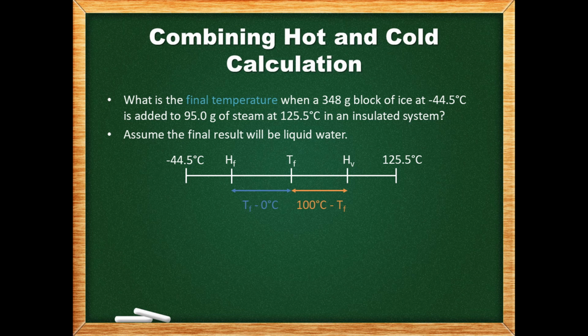We only know that the final temperature falls between 0 and 100 degrees Celsius. We don't know what it actually is, so we will just represent it as T final. To the left of T final, we have Q cold, and to the right we have Q hot. All temperature change values should end up being positive, and we need to set them up this way.